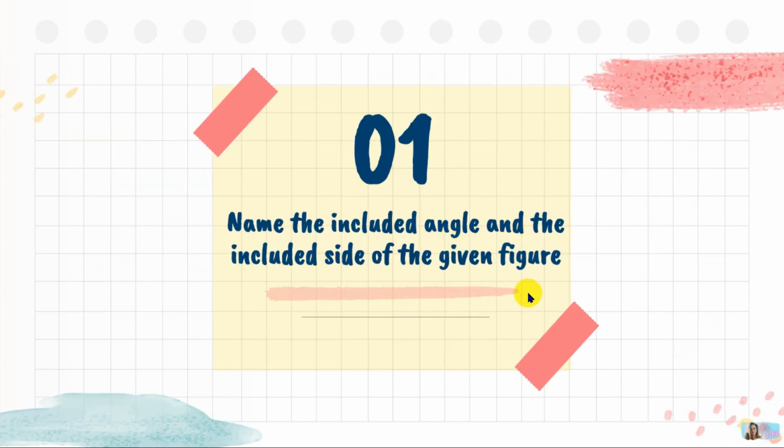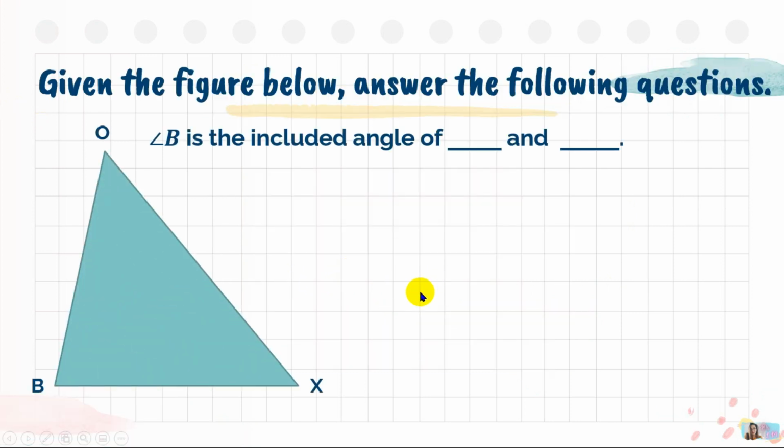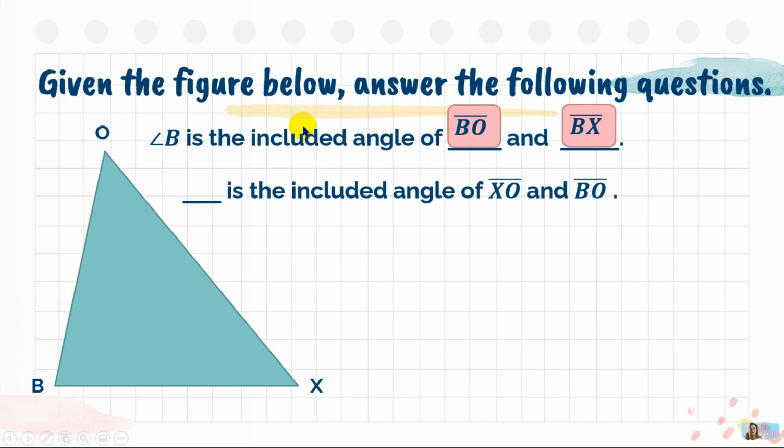Okay, number 1, we have to name the included angle and the included side of the given figure. So, given the figure below, answer the following questions. Again, this is just a recap of what we have learned from our previous video about the included angle and the included side. So, here we have this triangle BOX, and the first question is, if angle B is the included angle, what are the 2 sides? So, angle B is the included angle of blank and blank. Alin daw po yung sides na nakapagpa-include kay angle B? So, this is angle B, and then we have this side BO, and side BX. Okay? XB or OB. So, pwede po yan. Since wala pa naman tayong kina-compare na other triangle.